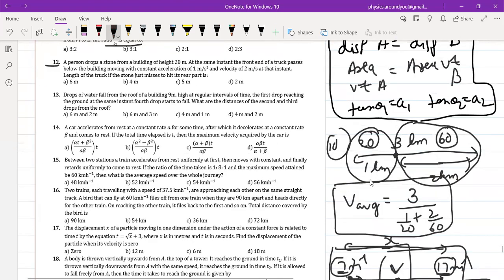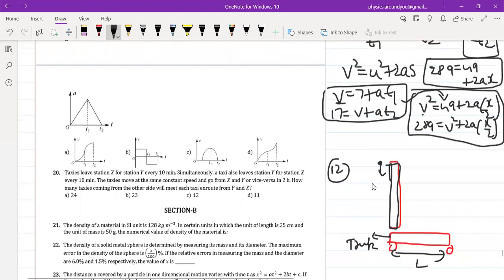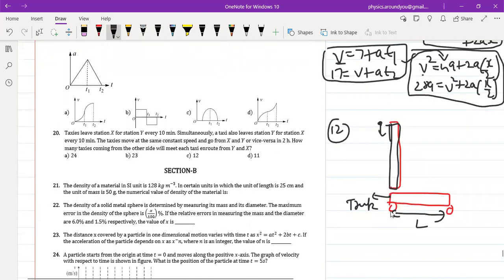The height is given as 20 meters. Acceleration is 1 meter per second square and velocity of the truck is 2 meter per second. So at this particular instant, the front end of the truck has u equal to 2 meter per second. Acceleration is constant 1 meter per second square, whereas the initial velocity of the stone is 0. Now imagine me pulling the truck to your left.